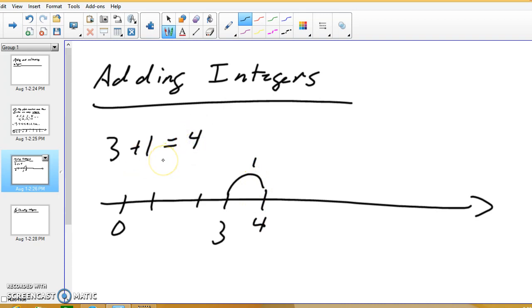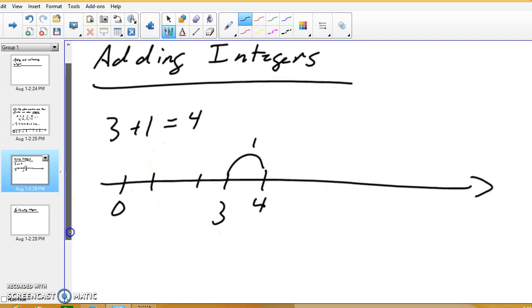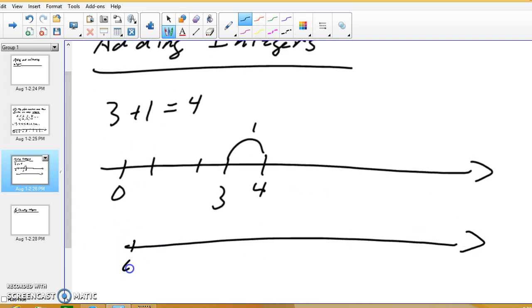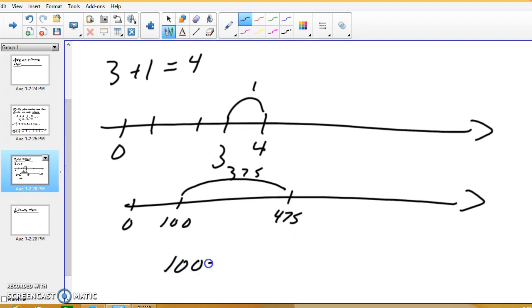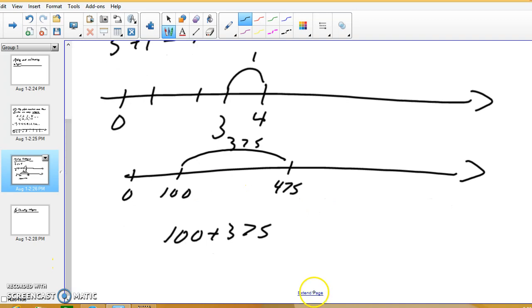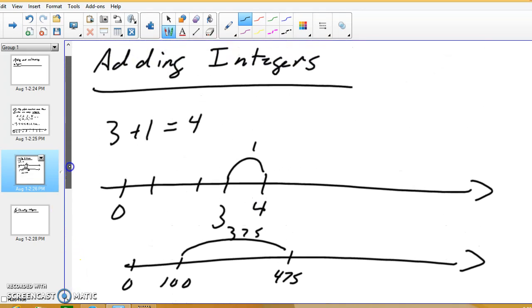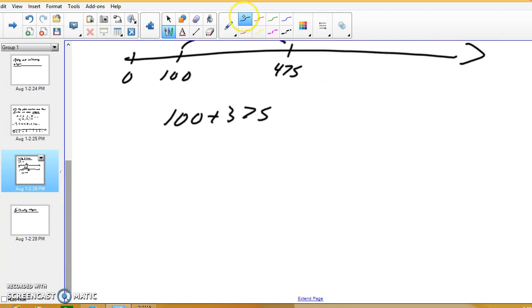When we add on a number line, it means we are moving to the right. This could be the same for any number. Say I'm at 100 and I'm adding 375. So I move over 375 spots to 475. Again, that's 100 plus 375. Because we're adding, we are moving to the right on the number line. So again, this all seems fairly simple so far. So why is adding and subtracting integers different?